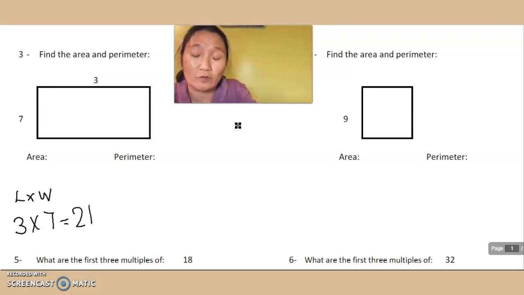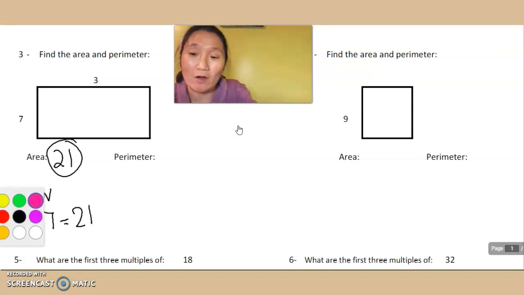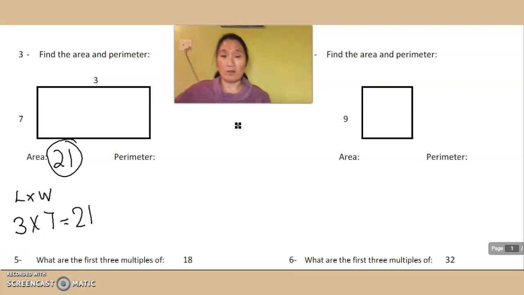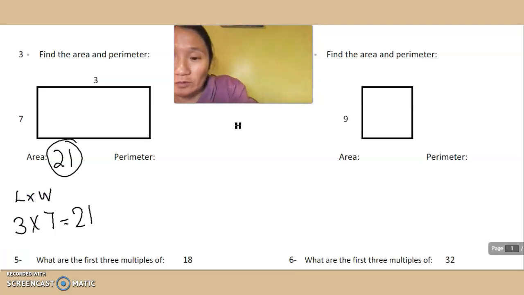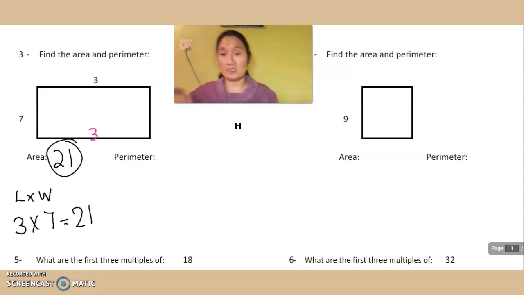Because 7 times 3 or 3 times 7 is 21. So my area is 21. My perimeter, I need to mark that out. So I have 3 on the top, so 3 on the bottom will be the same. So that'll be 3 on this guy. 7 on this side, 7 here.